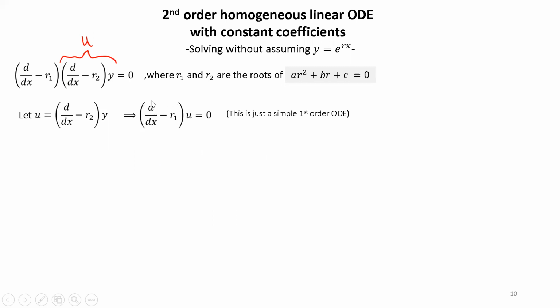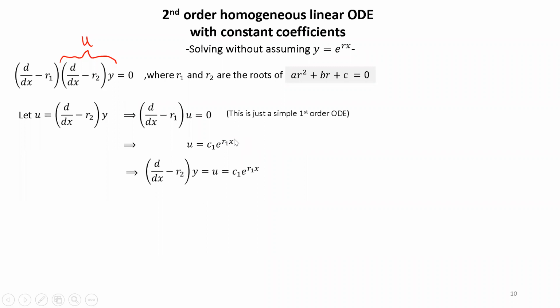Now if I just look at this, without caring about how u depends on y, this itself is a first order ODE for u. And this one you can solve. u is given by this. This is just separation of variables.